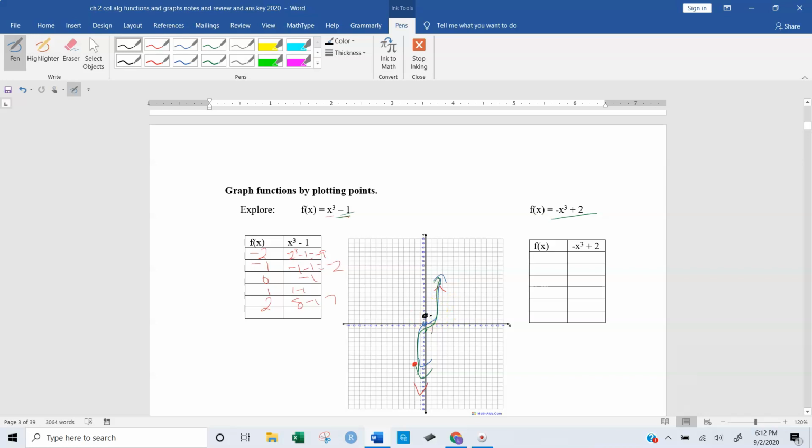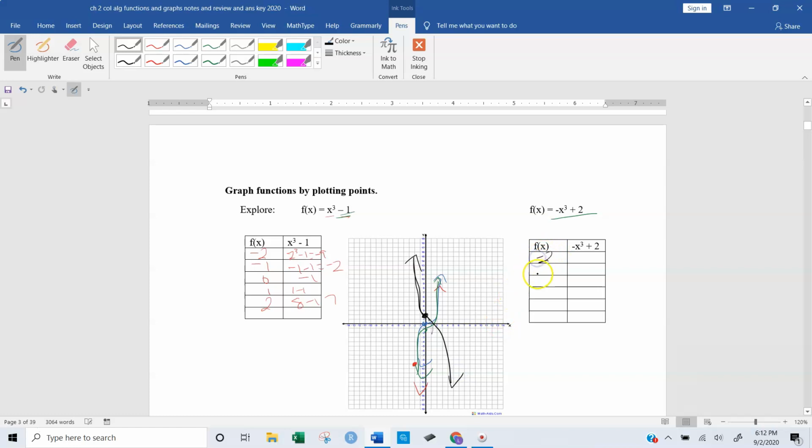And then instead of going up 1 to the right 1, it's going to go down 1 to the right 1. I don't know why this does not want to draw. Then up 1, down 1. So then it's going to look like, oh, there it kind of went. And that's what your new graph would look like.